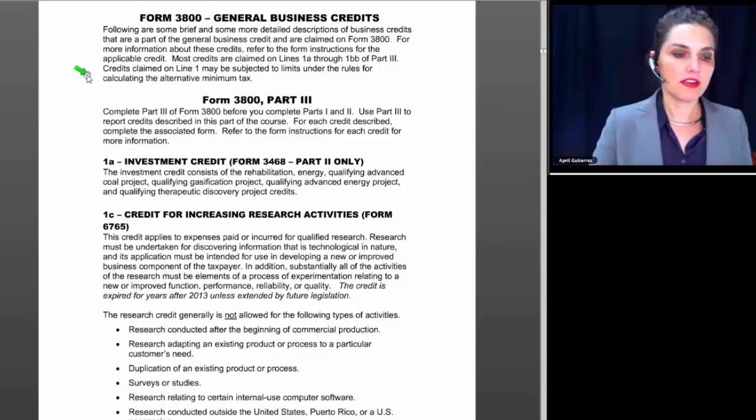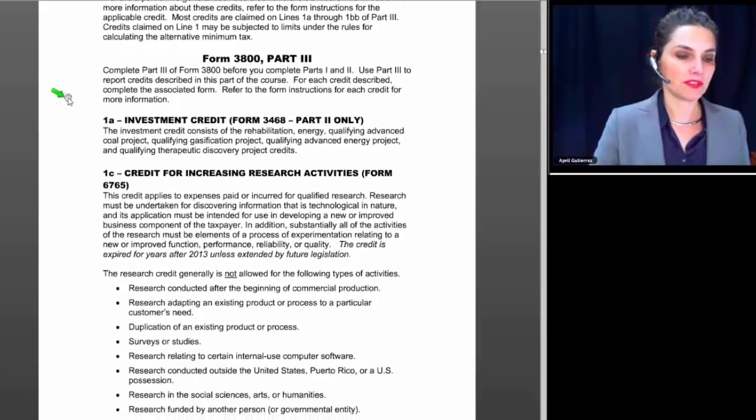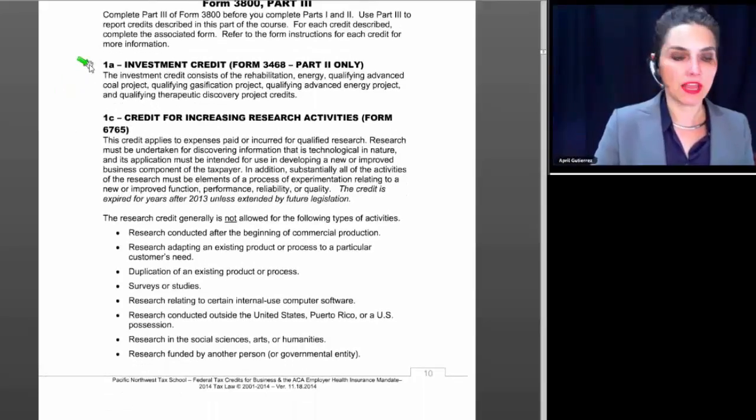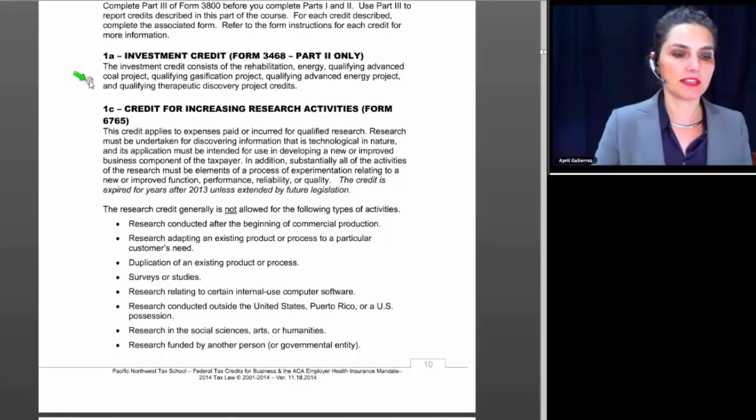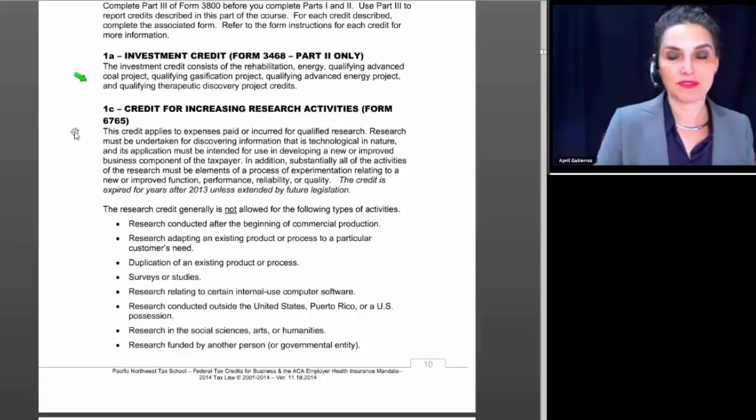Most credits are claimed on lines 1A through 1ZZ of Part 3, and credits that are claimed on line 1 are, of course, subjected to alternative minimum tax restrictions. The first credit in line is on line 1A of the form. It is the investment credit. The investment credit consists of the Rehabilitation, Energy, Qualifying Advanced Coal Project, Qualifying Gasification Project, Qualifying Advanced Energy Project, and Qualifying Therapeutic Discovery Project credits.